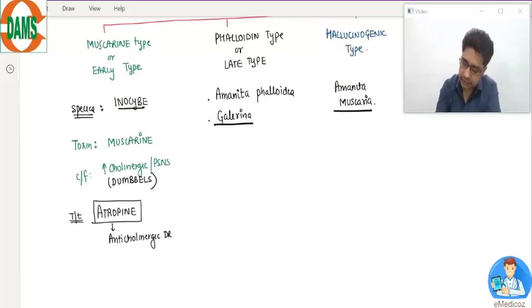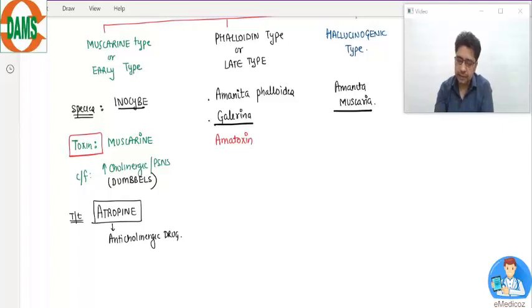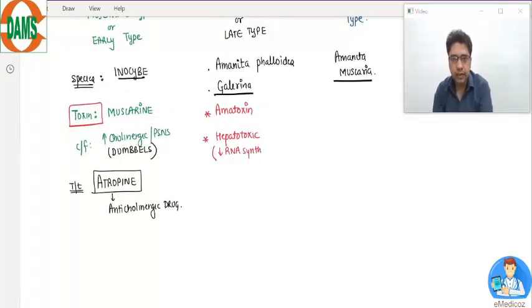Here the toxin is amatoxin. These amatoxins are hepatotoxic. This phalloidin type is the most dangerous mushroom poisoning. In the liver, they decrease RNA synthesis. Treatment: hepatoprotectives. So in the treatment of phalloidin type, which inhibits RNA synthesis, we give hepatoprotective agents.